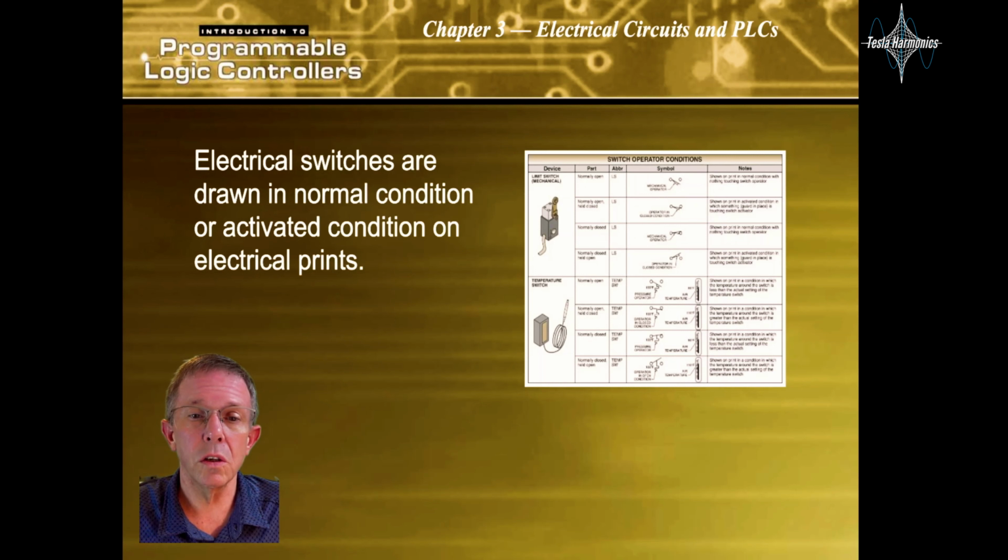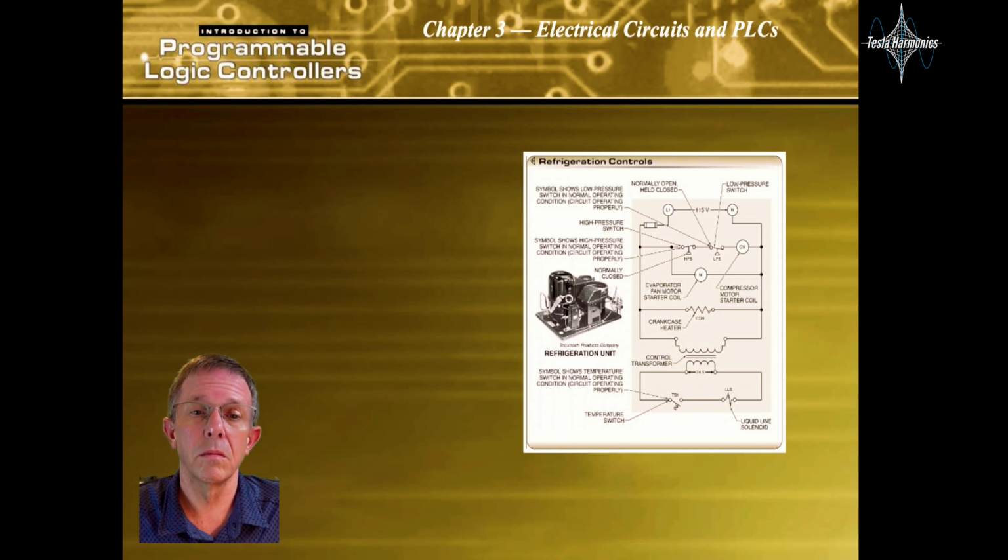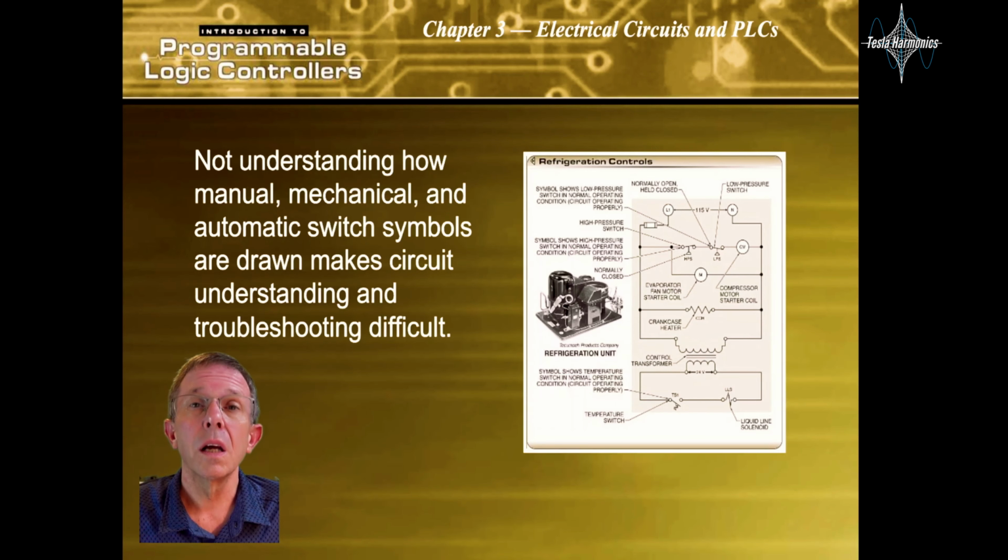Electrical switches are drawn in normal condition or activated condition on electrical prints. Switches are drawn on prints in the operating condition the switch is most likely to be in at any point of time. Not understanding how manual and mechanical and automatic switch symbols are drawn makes circuit understanding and troubleshooting difficult.